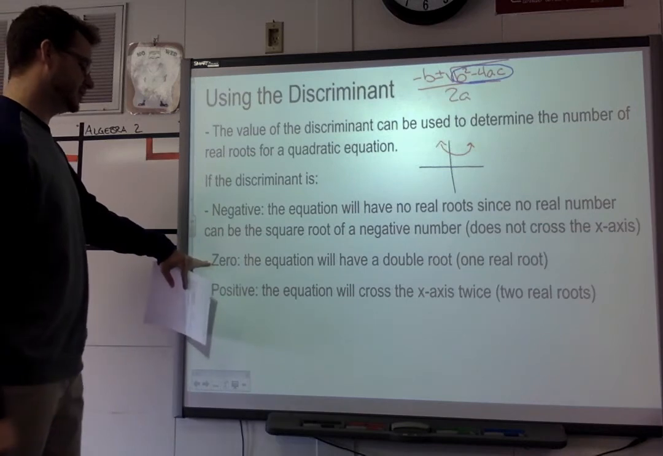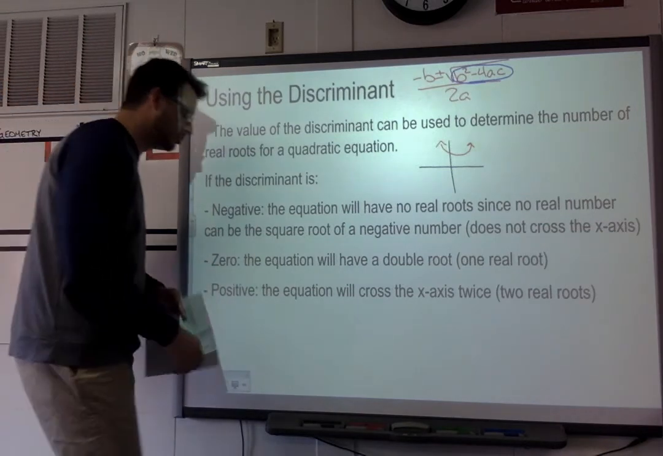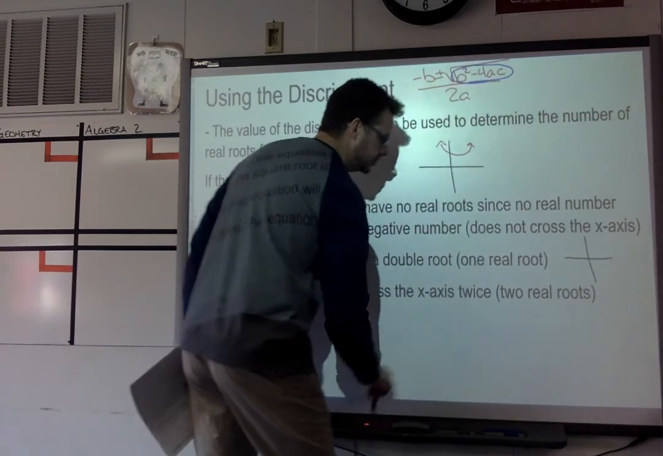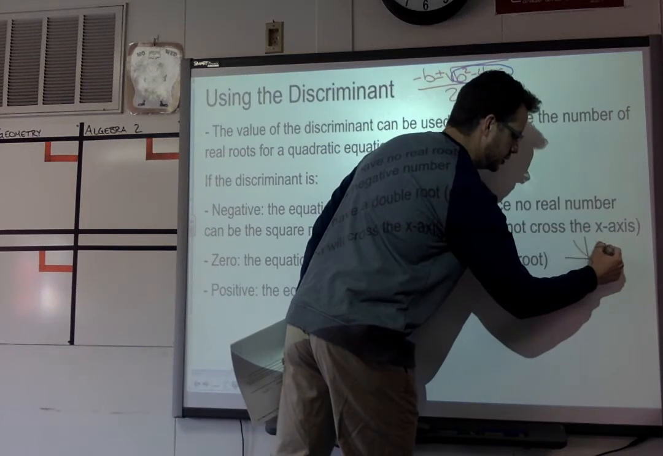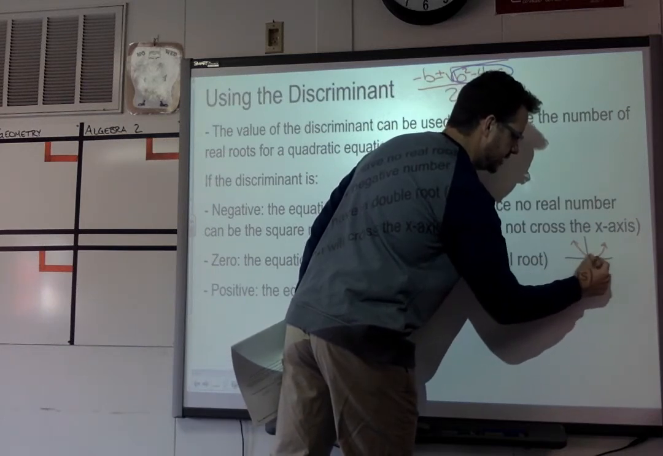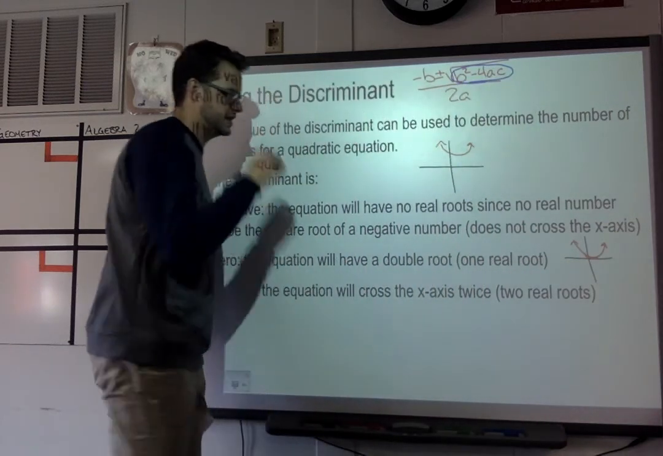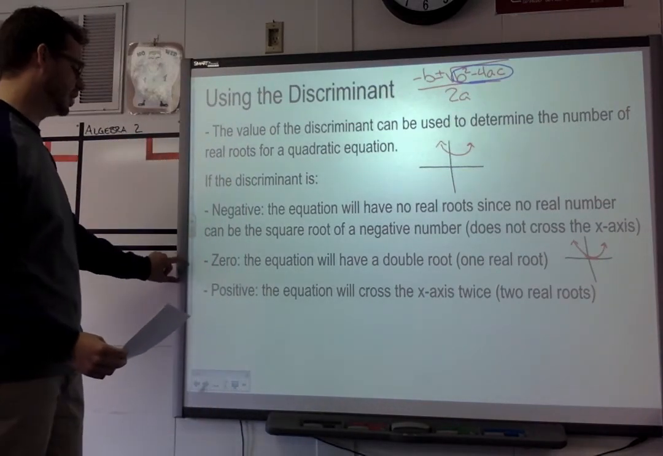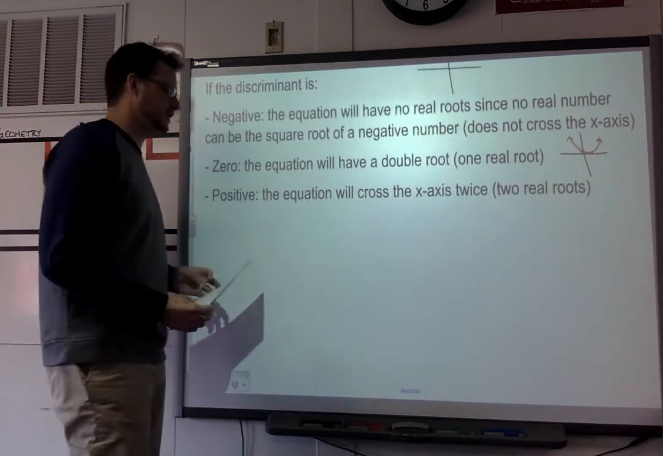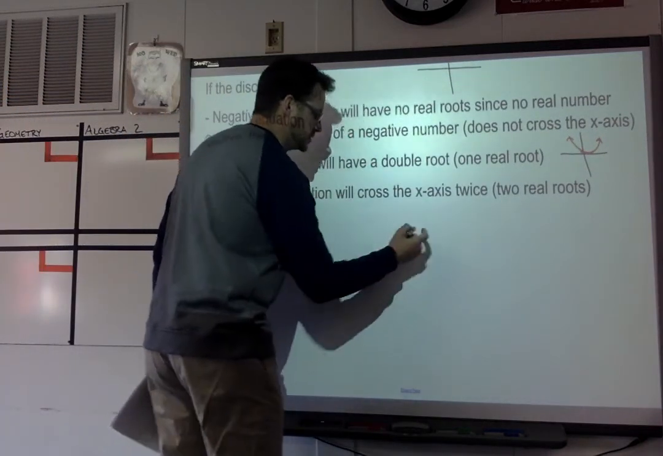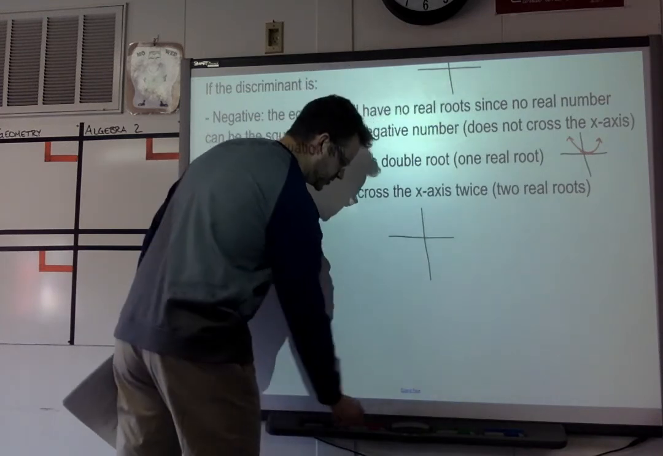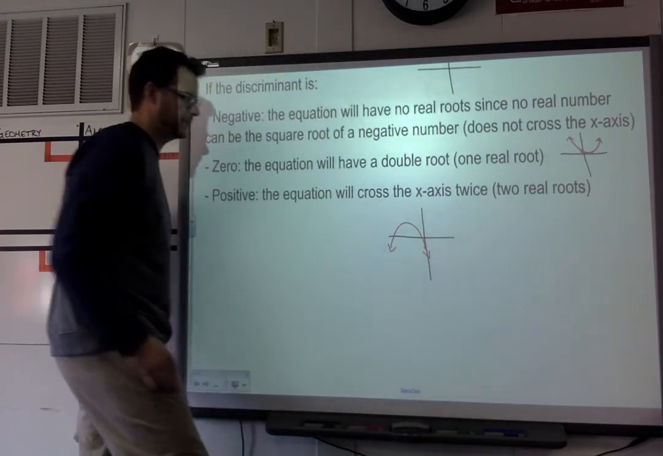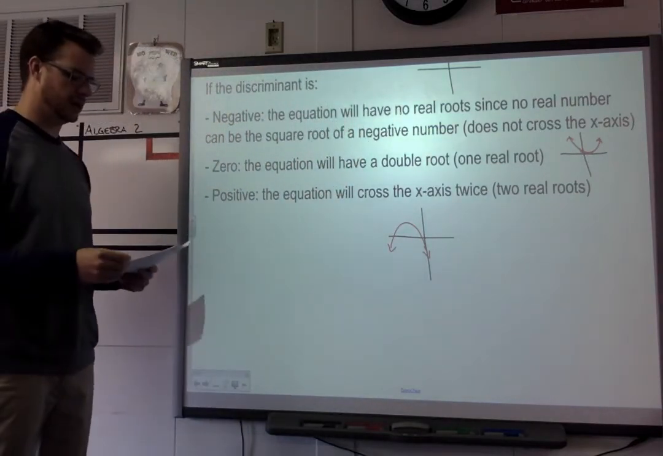Next, if your discriminant is 0, the equation will have a double root, which again means that there is one real root. So a double root was where our parabola touched but didn't cross the x-axis. So we just have that one root where it touches. Then if it's a positive discriminant, the equation will cross the x-axis twice, meaning that it has two real roots. So that could look something like that. Again, it could be opening up or down.